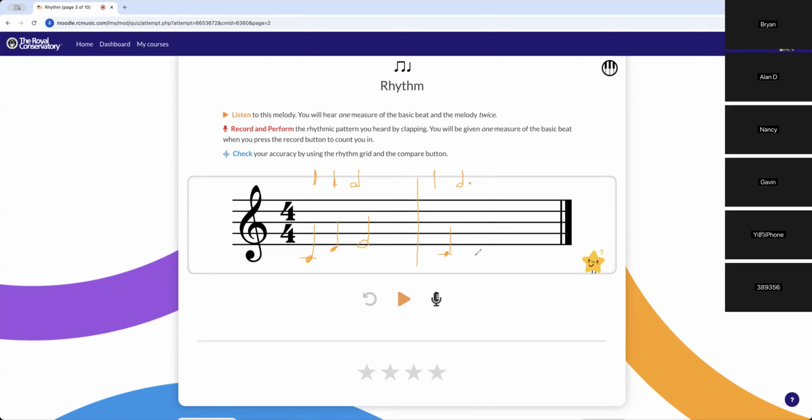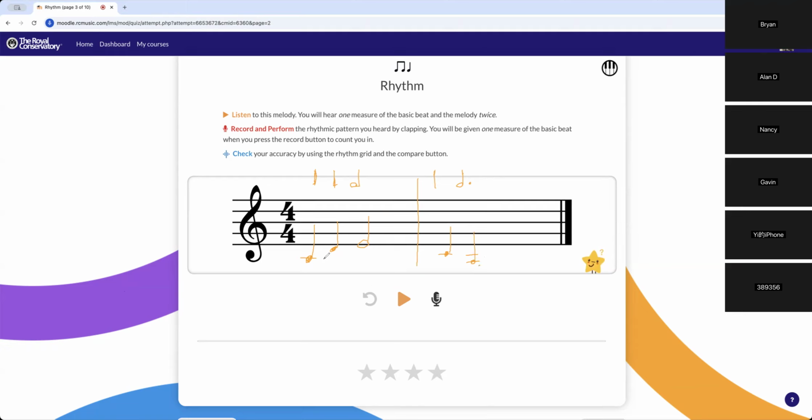B. I think it was B. Lower or higher? Lower, right? So B. A skip or a step? I think it was a step. Let's listen to that again. Step or skip? You have to recognize them very fast. Let's listen to that again. Skip. Correct. It's a skip.